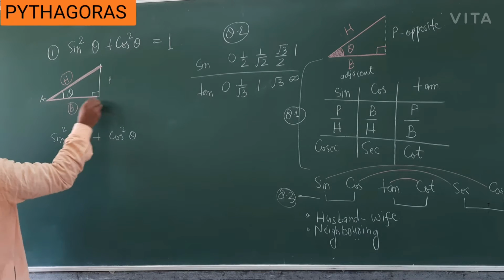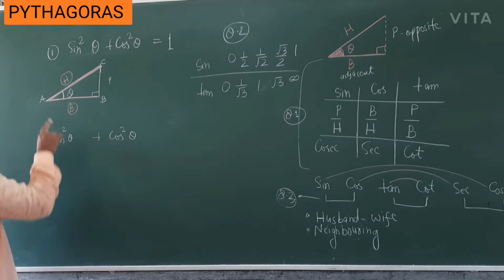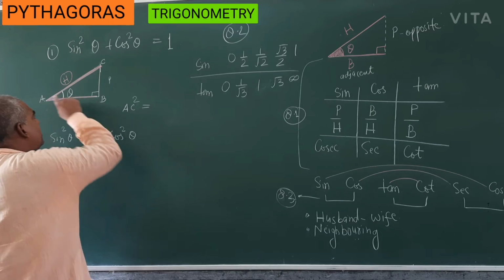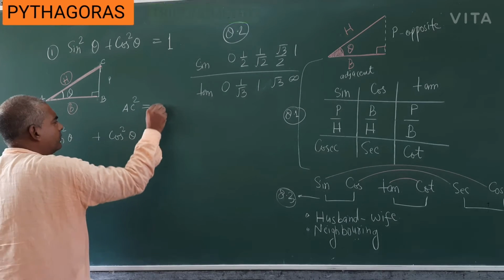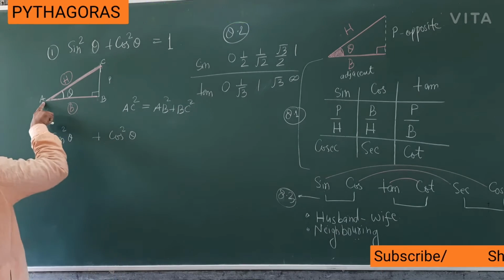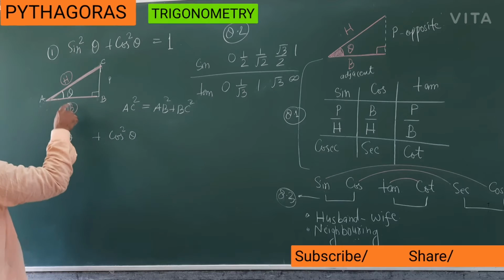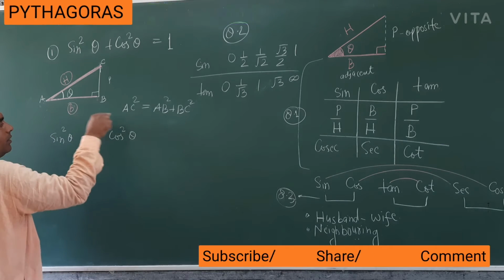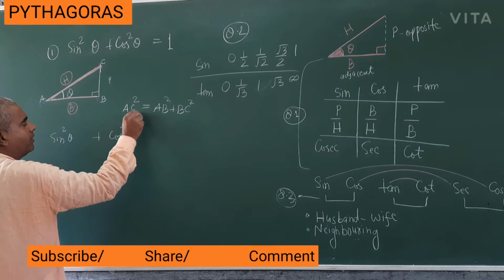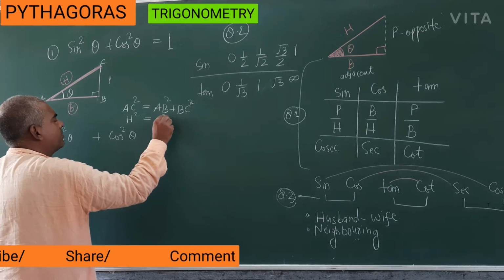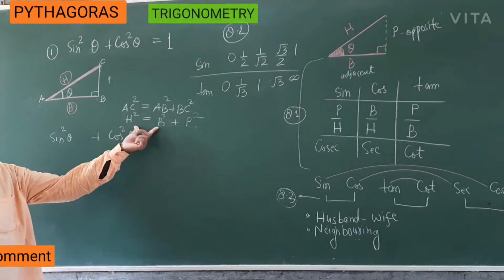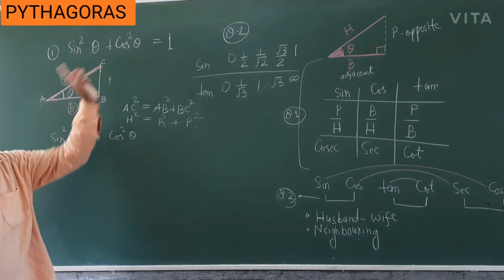Okay, just write ABC. So Pythagoras theorem states that AC square is equal to AB square plus BC square. AC square is equal to hypotenuse square is equal to base square plus perpendicular square. AC means hypotenuse. Hypotenuse square is equal to base square plus perpendicular square. This is the Pythagoras theorem, and the same thing will come here in the terms of this formula.